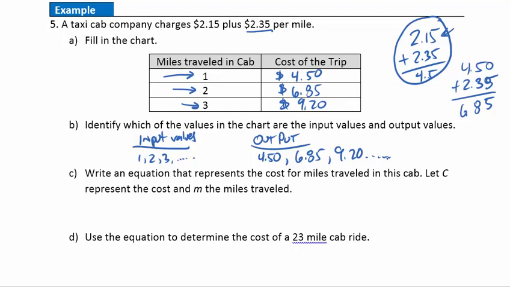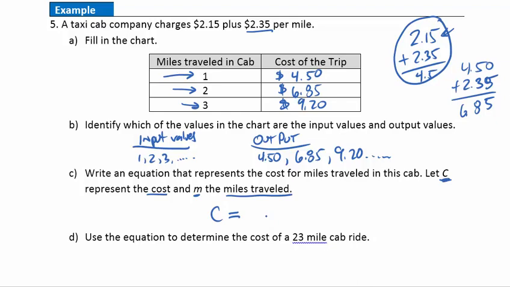Now in question C, we want to write an equation that represents the cost for the miles traveled in this cab. And we're going to let C represent the cost and M represent the miles traveled. So we know we have to have an equation here, and we want to come up with a cost of the trip. That's what we're getting out of this: the cost of the trip. So I'm going to put my C right here, and I'm going to start thinking about how the cost of this cab ride is figured.